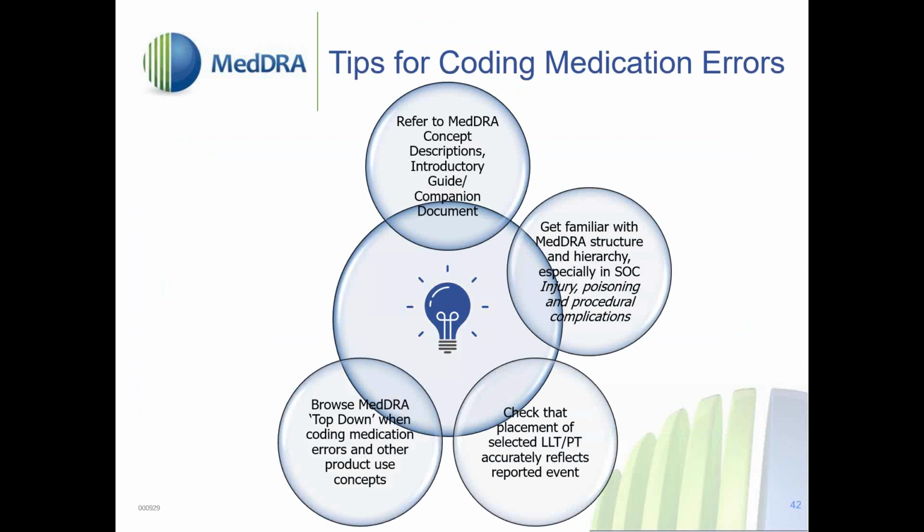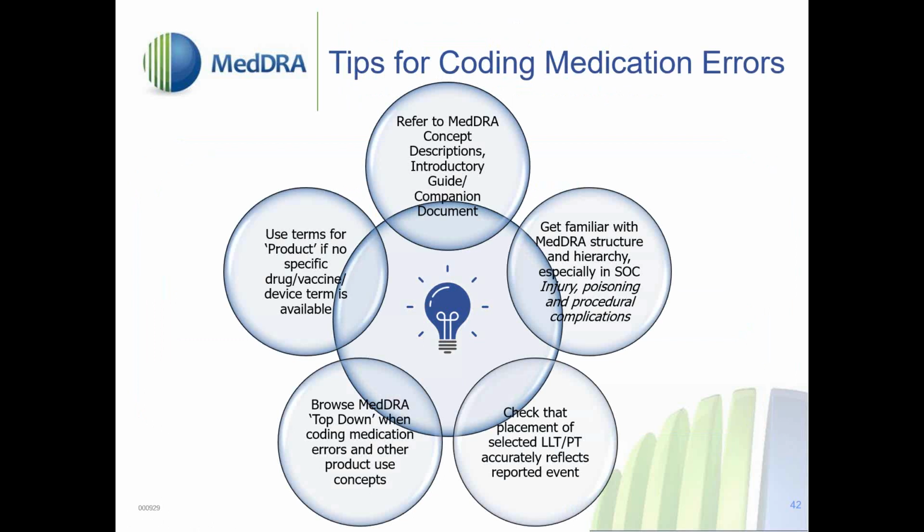Once you have found a potentially appropriate LLT and PT for the reported incident, check if the placement of the selected LLT and PT accurately reflects the reported event, whether all the information that is contained in the verbatim is really reflected by the hierarchy as well. It is best to search the MedDRA hierarchy top-down when coding medication errors and other product use concepts, unless you are already very experienced in coding such incidents. And finally, if you can't find a specific term for medicines, vaccines, or medical devices, look out for a product term that would be suitable for your coding tasks. So look out for a more vague term that does not specify the specific medicinal product, but that would specify the specific deviation from the label.